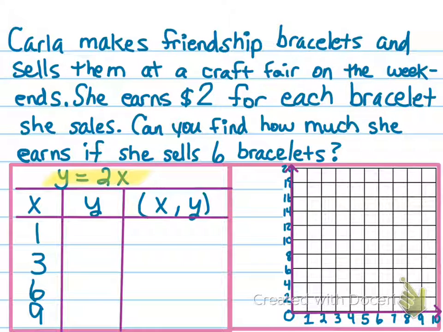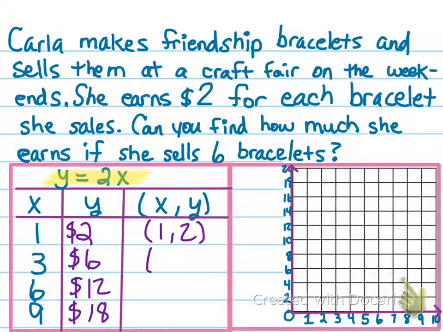So if she sells 1 bracelet, she's going to make $2. If she sells 3 bracelets, I would multiply 3 times 2, and that would give me $6. If she sold 6 bracelets, that would give me $12. If she sold 9 bracelets, that would give me $18. You see how this is working. So I could create the ordered pairs 1, 2, 3, 6, 6, 12, and so on.